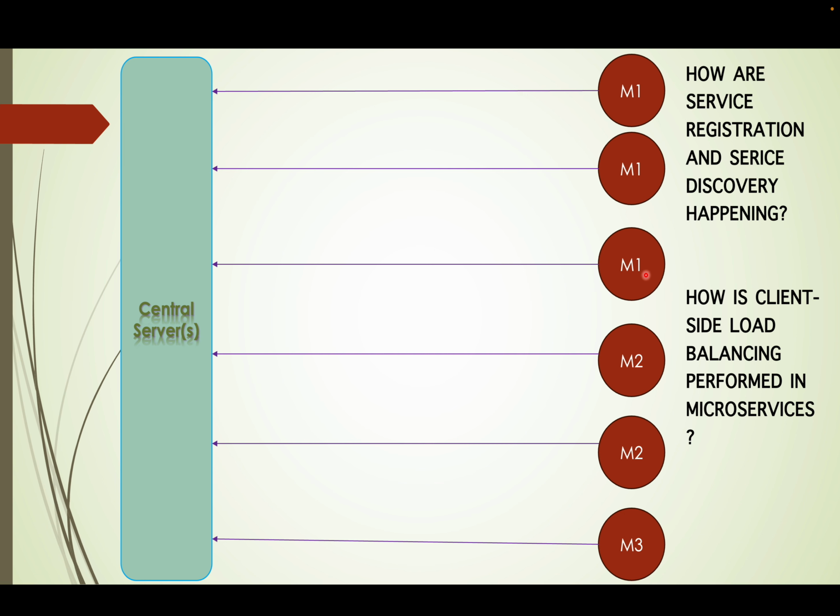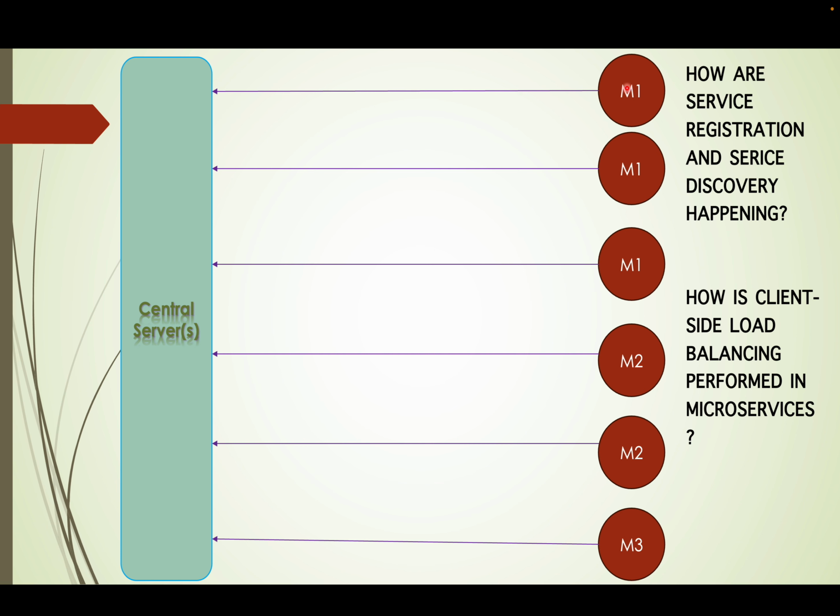Because in our previous video, we discussed that the IP addresses of these microservices are dynamic. So how will this central server know, or there is a chance that there may be multiple central servers as well. So how will these central servers know the IP addresses of the microservices architecture even if the IP addresses are generated dynamically? Let's try to understand.